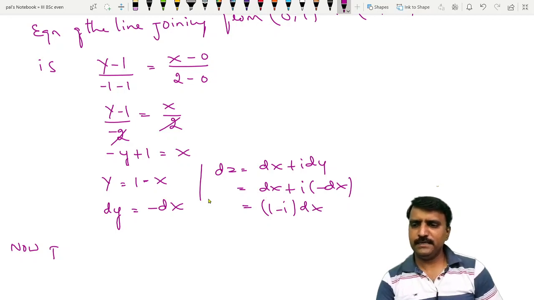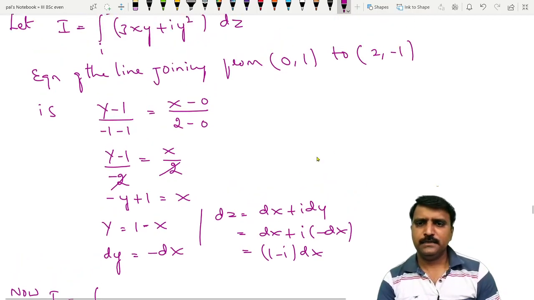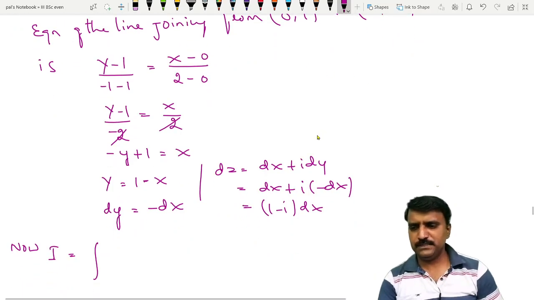Now the integral I is equal to the integration from... and you will also observe that since everything is converted in terms of x, you take the limits of x as x varies from 0 to 2.